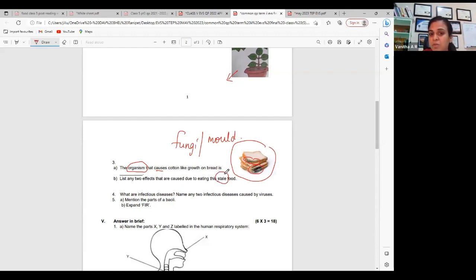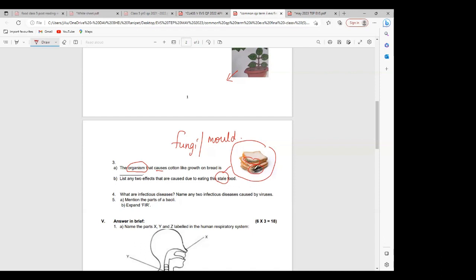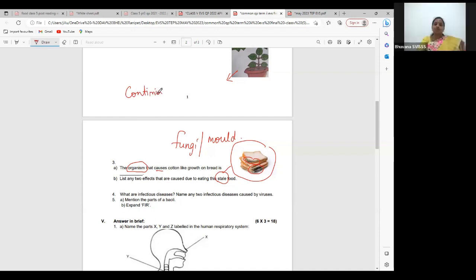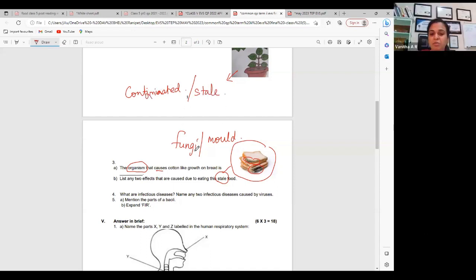Again, teachers, please introduce this word, stale food. It is there in the textbook, ma'am. Yes, it is there. And supplementary words are contaminated food, spoiled food. I didn't want to give spoiled, so we gave stale. Spoiled is a very easy word. Stale food, contaminated food, can be anything. So just substituting different words.